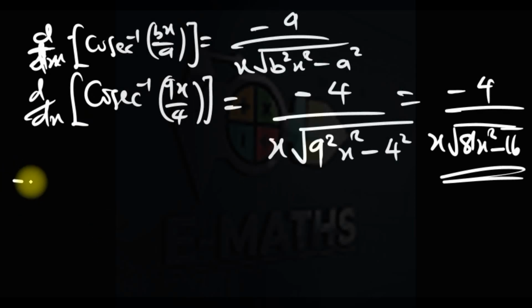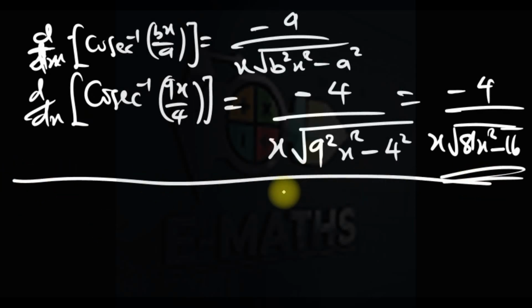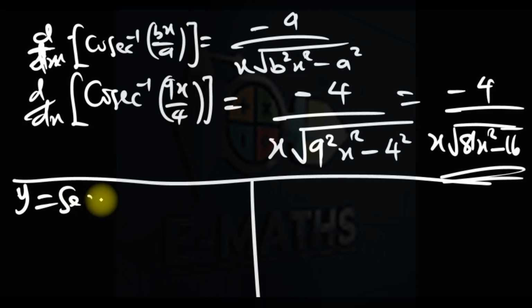So the next one is the integral. Sorry, the next one is the derivative. If you are given y equal to arc sec of bx over a, we're asked to find the derivative. So we'll make bx over a the subject of formula.